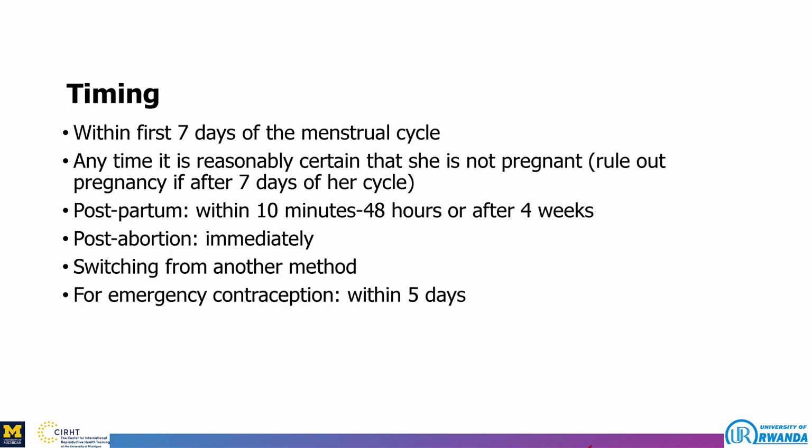Also, in the timing, we can switch from another method. That means if the client was using another method before, the client can switch from that method to using the intrauterine contraceptive device. It is safe, there's no problem. And it can also be used as emergency contraception within 5 days of exposure to unprotected sexual intercourse.